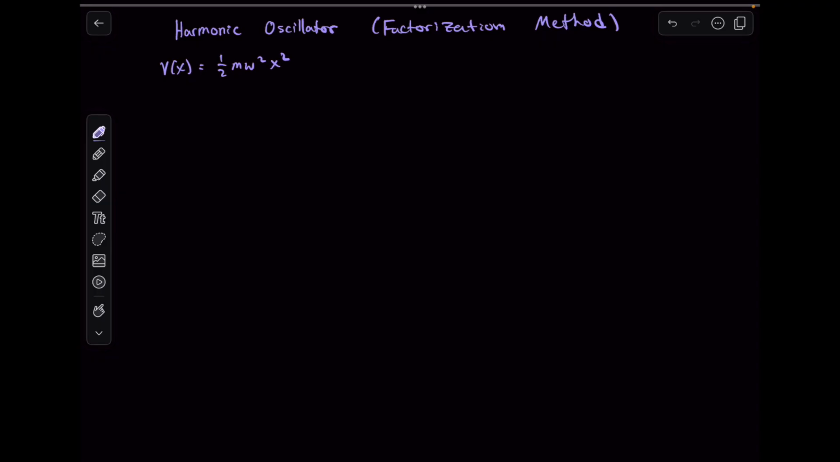And let's just take a look at these units really quick. So we have this omega term here, which is going to represent the frequency of oscillation. So omega has units of 1/seconds. X is the position operator. It'll have units of meters. Right? And then our mass will have units of mass, of course.